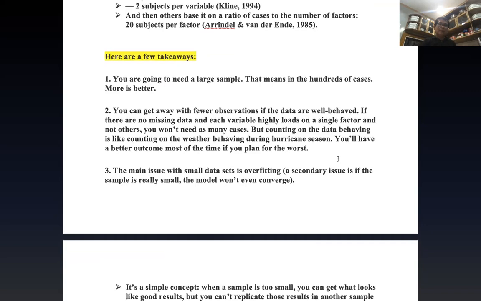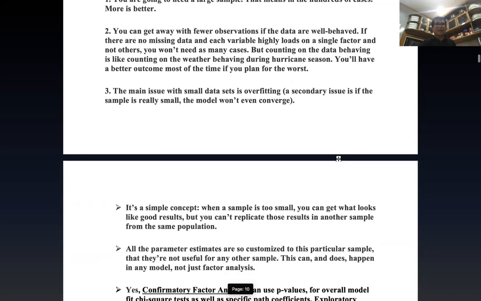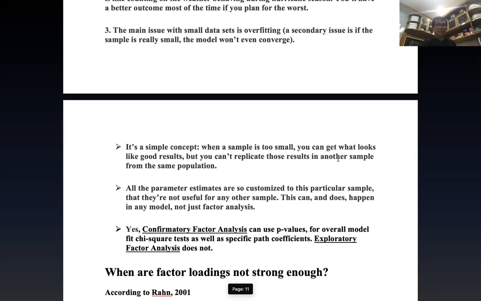Number 3, the main issue with small data sets is overfitting. A secondary issue is if the sample is really small, the model won't even converge. It is a simple concept. When a sample is too small, you can get what looks like good results, but you can't replicate those results in another sample from the same population. All the parameter estimates are so customized to this particular sample that they are not useful for any other sample. This can and does happen in any model, not just factor analysis.